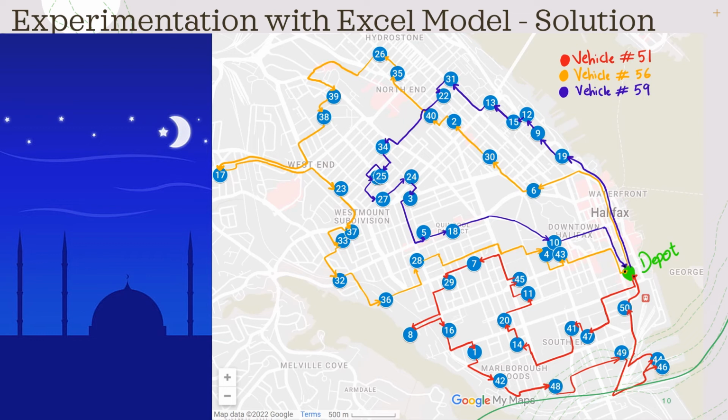As for the solution, 3 vehicles were still assigned, similar to the Excel and Python models from the default months, but in this map we can tell that it's more organized and less chaotic, as the model only focuses on the shortest time or shortest path between orders and not on the time windows, since time windows were very consistent for all 50 customers. As we can tell, vehicle 51 only focused on the south end of Halifax, while vehicle 56 focused on the west side and the north end of Halifax, and finally vehicle 59 focused on the core of Halifax.